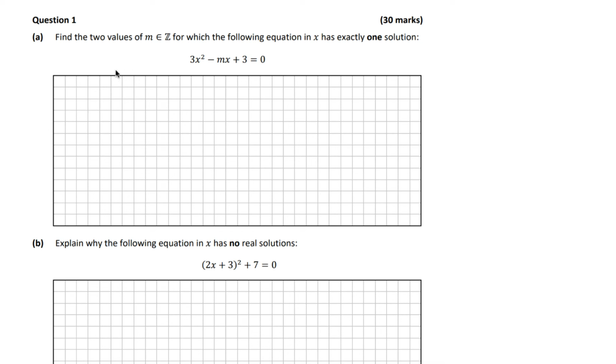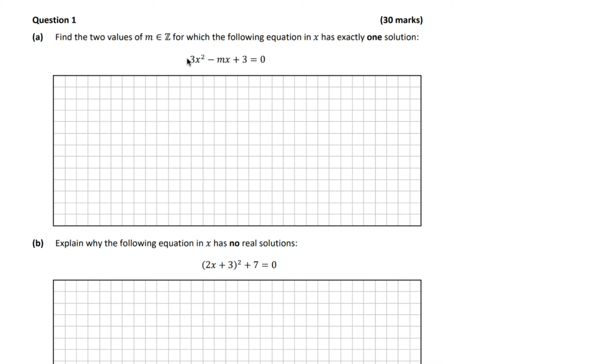This is the 2022 Leaving Cert Higher Level paper, and we're looking at question number 1. Part A says, find the two values of m, which are elements of the set of integers, for which the following equation in x has exactly one solution. And then we're given this equation here.